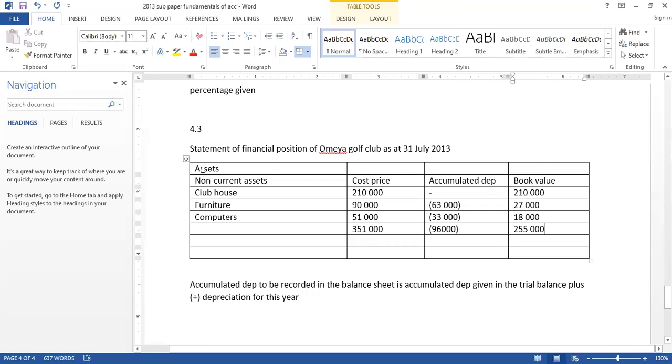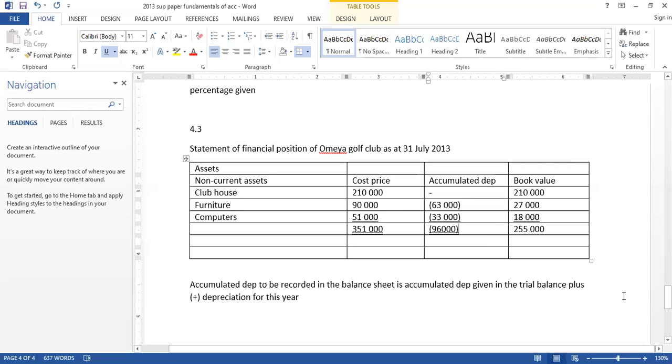Now, because we do not have any other account that depreciates, you need to close off, you need to draw double lines under the two amounts of cost price and accumulated depreciation to show that this is where they end. There are no other items that depreciate. This is the end of the calculations. Ne? Those are the final amounts.